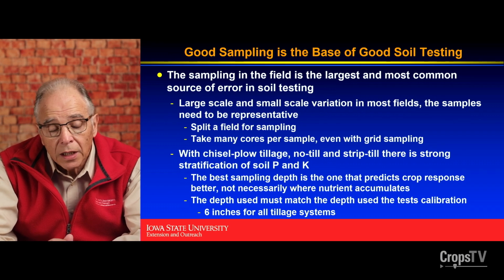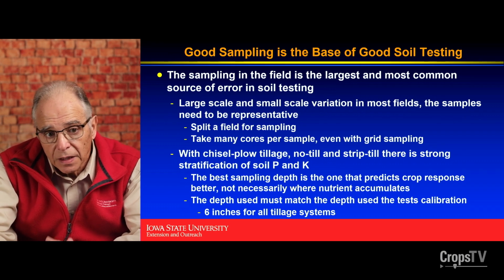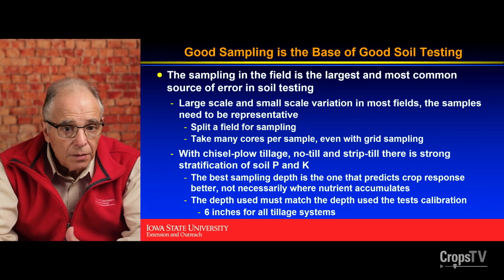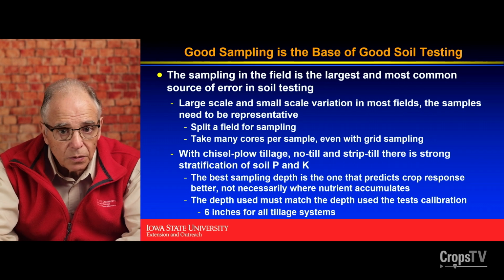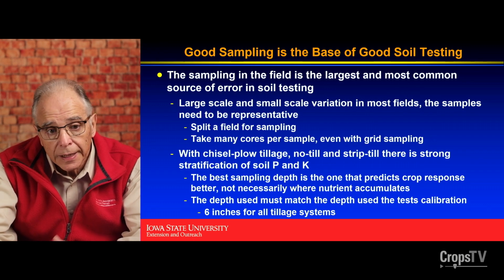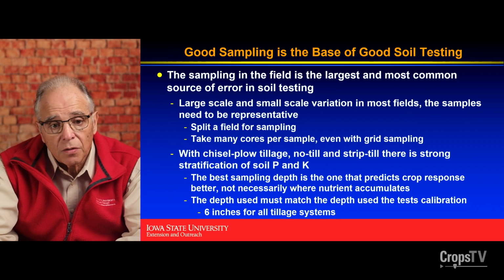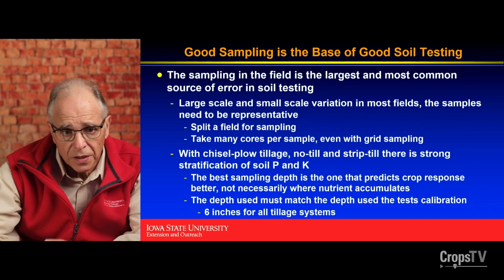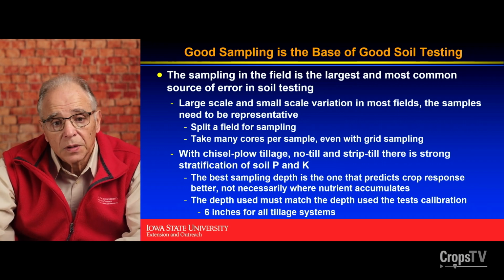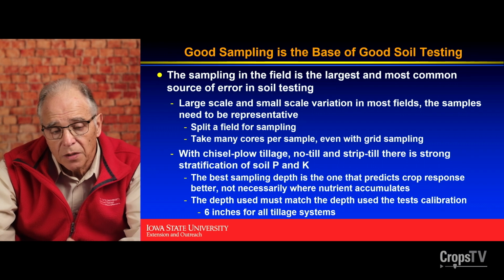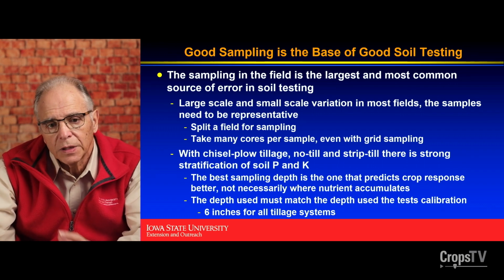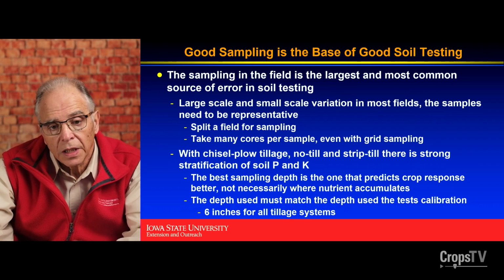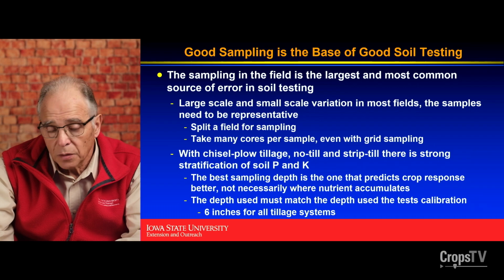Okay, and also an important thing is that the sampling depth used out there must match the depth used for the test calibration. Otherwise, it's impossible to match these things. And then after many years of research here, Minnesota, Nebraska, etc., we recommend 6 inches for all tillage systems, okay? But the sampling is very important. People are always in a hurry when sampling. You need to consider that following the test results involves lots of money, and sampling needs to be done carefully.